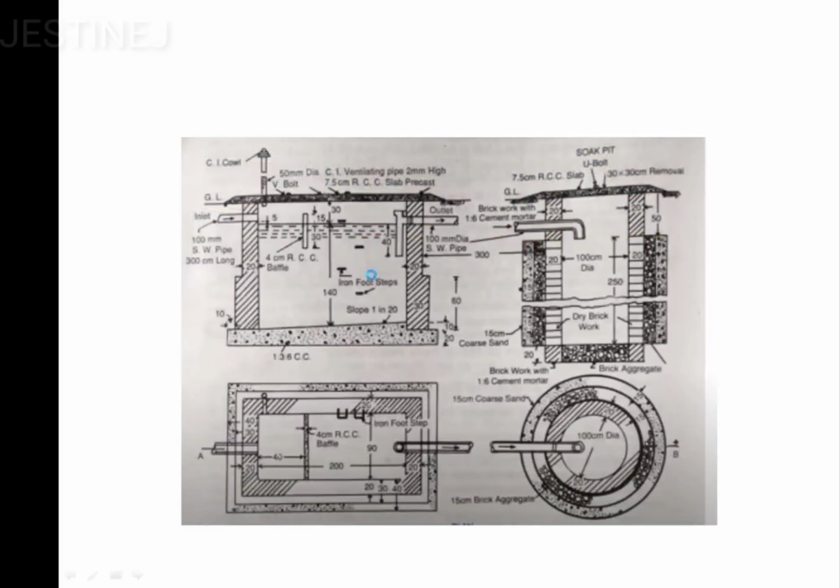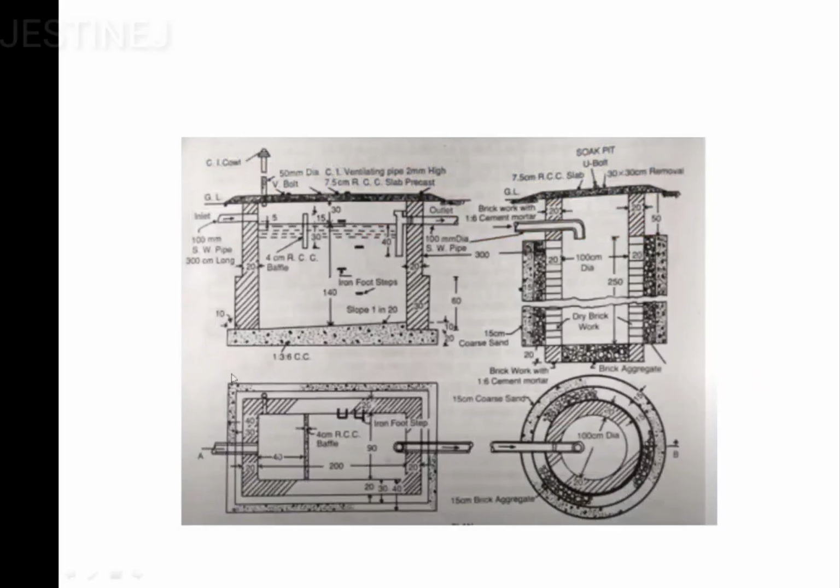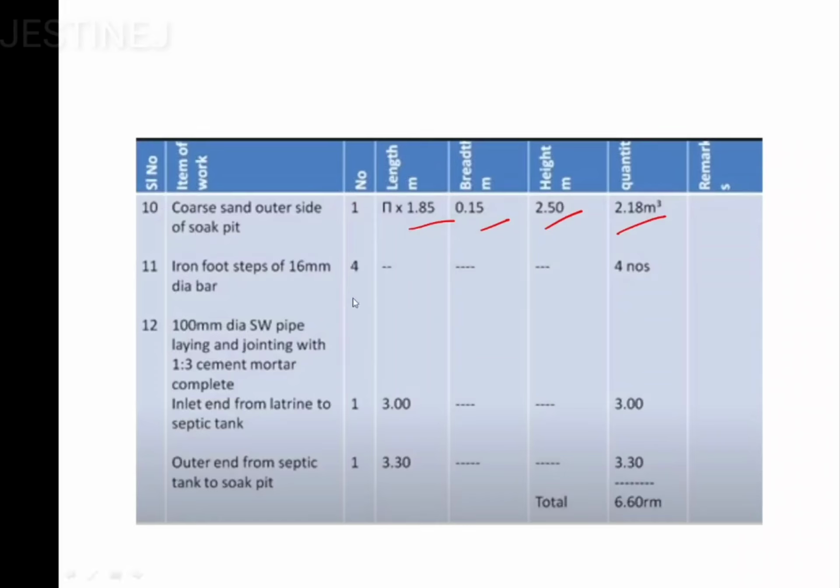Then moving on to the next item, that is iron footsteps. From this diagram you can clearly observe these footsteps are provided so that if we have to clean this septic tank, we can use them. So 1, 2, 3, 4 likewise. So 4 numbers actually. If you observe here, the number is going to be 4.